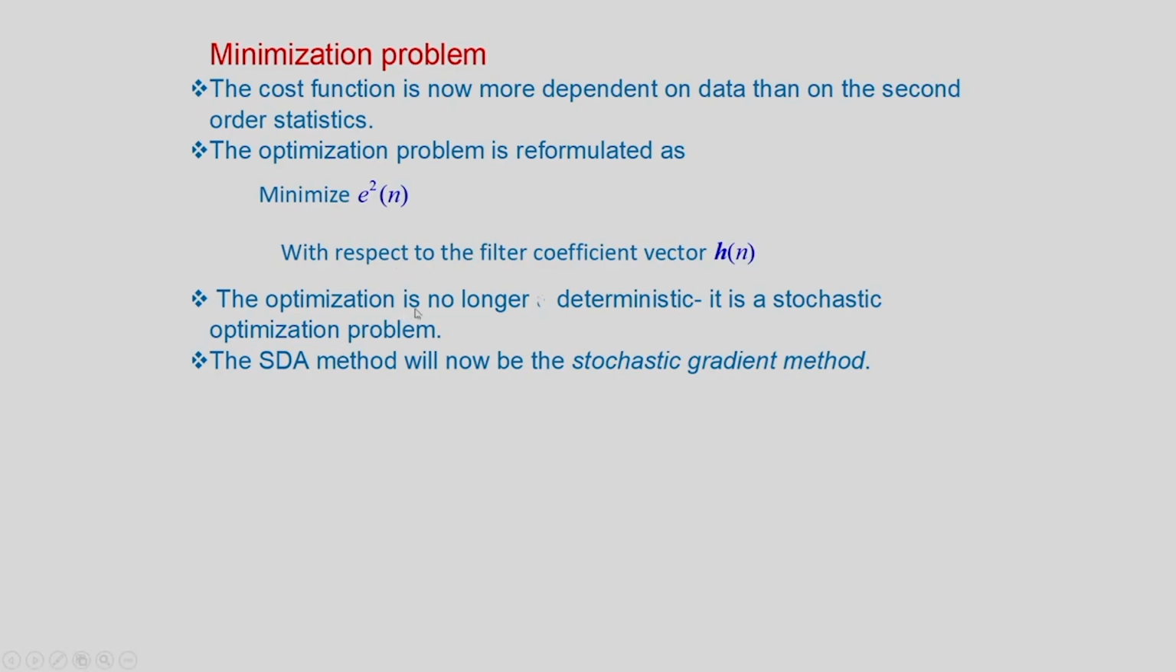The optimization is no longer deterministic. It is a stochastic optimization problem. Why? Because e²(n) is dependent on the data, which are random. This SDA method will now be called the stochastic gradient method. The steepest descent algorithm will be used here, but it will be called the stochastic gradient. It is the gradient of a random quantity.